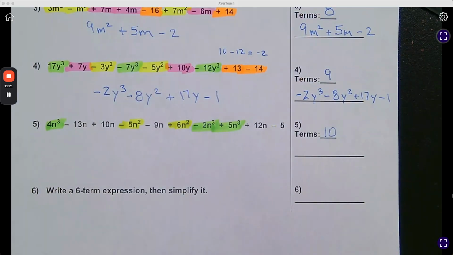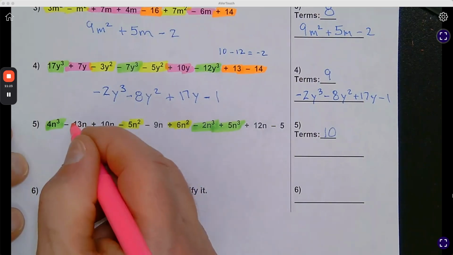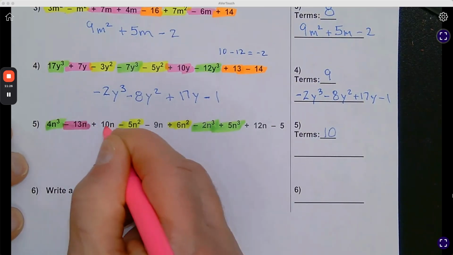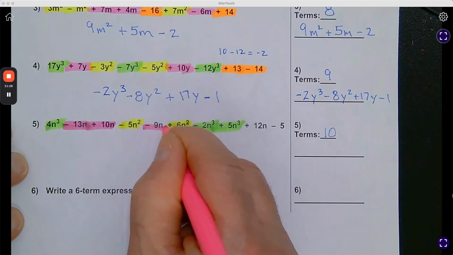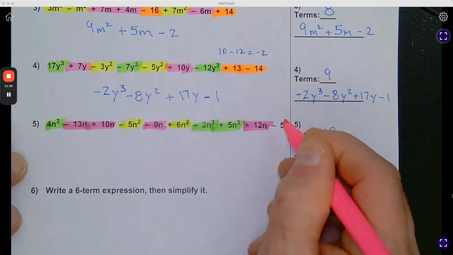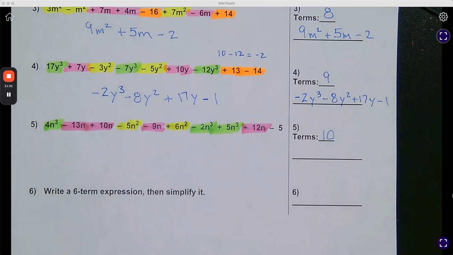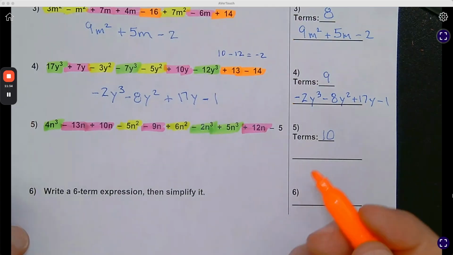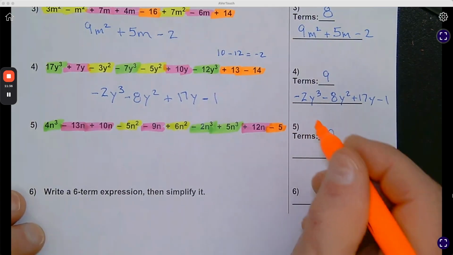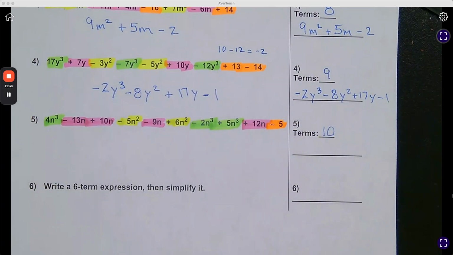All right, so I have those like terms. Now I'm going to go ahead and get my n's. Wow, there's a lot of n terms. 1, 2, 3, 4 n terms. And then the last term is that lone constant. Okay, let's do it.